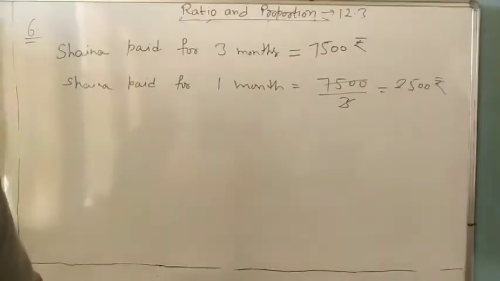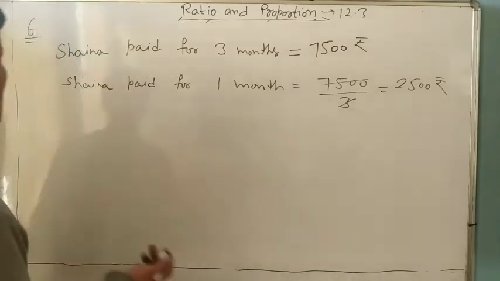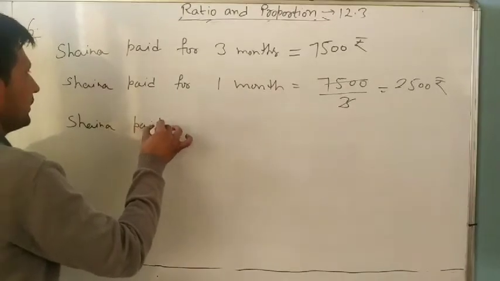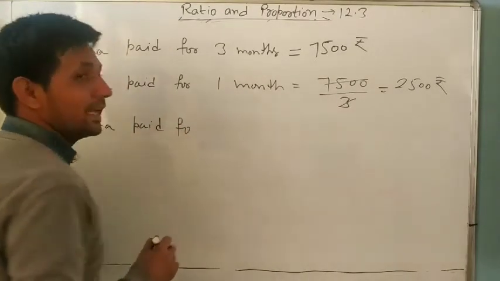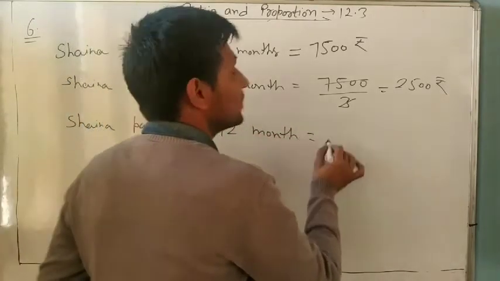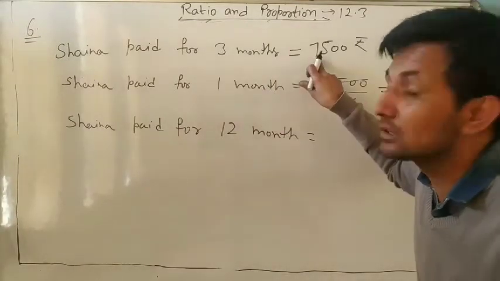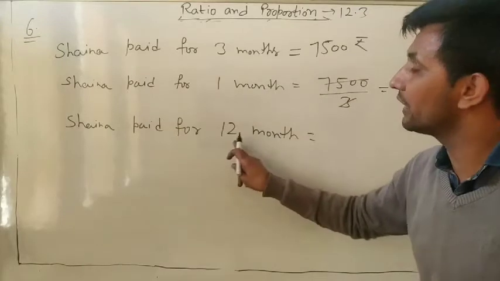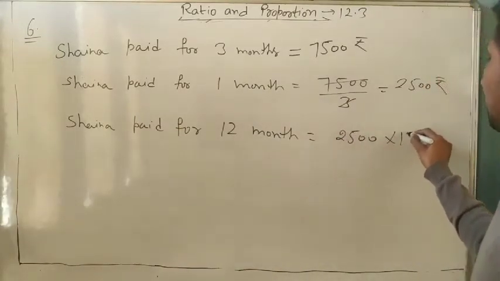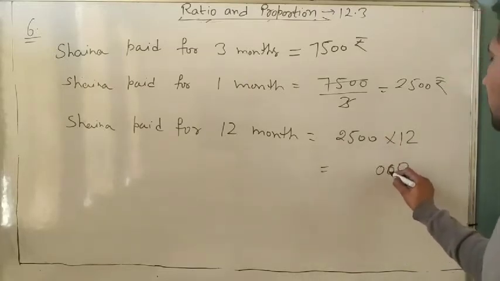Now we want to find it for 1 year, if the rent per month remains the same for the whole year. In 1 year, how many months? 12 months. Because the rent was given per month, that's why we convert to a month. So this 2500 multiplied by 12. 12 times 5 is 60.